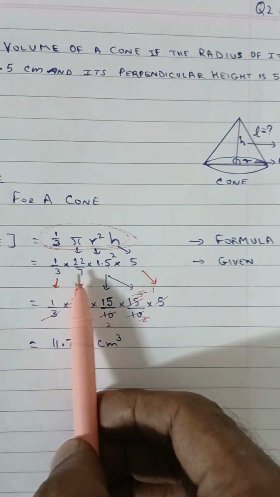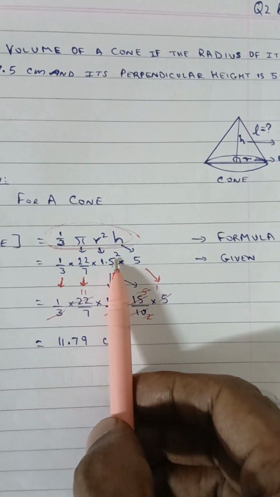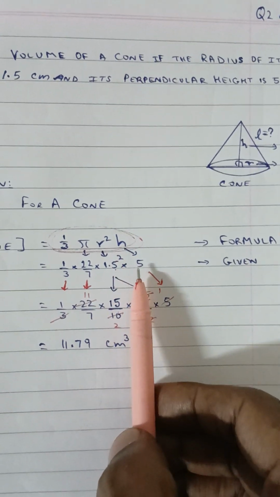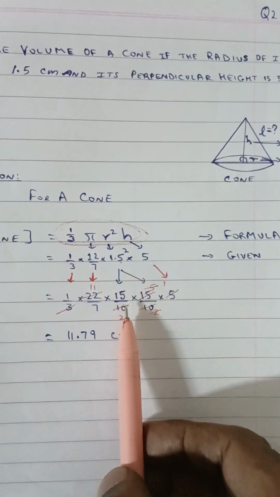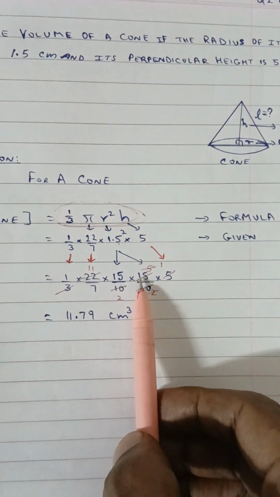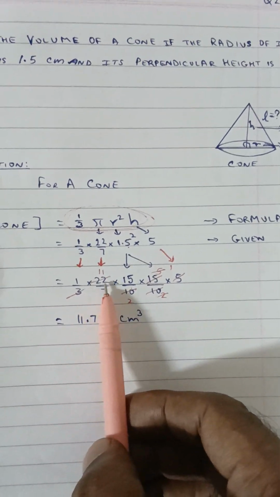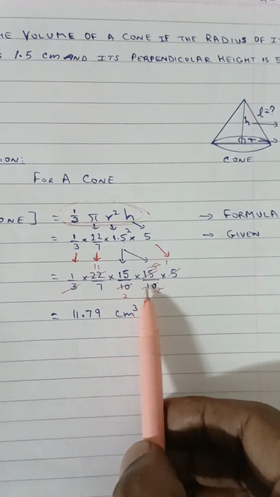Value for pi is 22 upon 7. Radius is 1.5 the whole square. H is 5. Now when I remove the point out, I'll get 10 in the denominator. So I'll get 1 upon 3 into 22 upon 7 into 15 upon 10 into 15 upon 10 into 5.